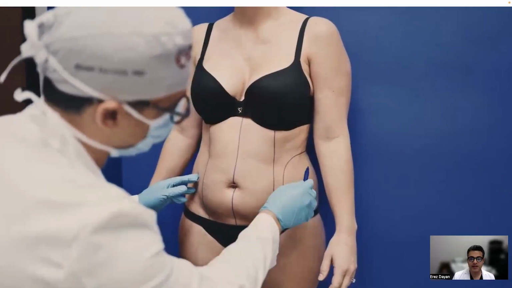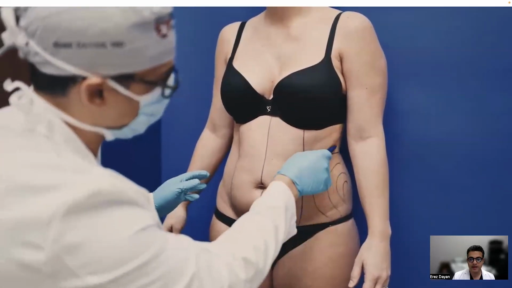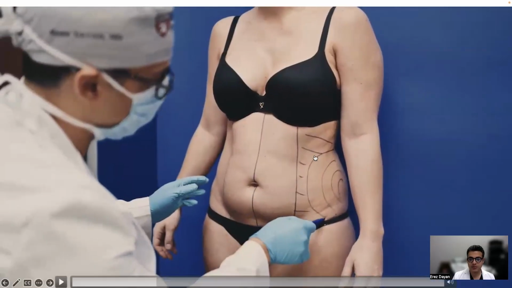Next, I'm going to just make a topographic map of where the flank is most prominent. In women especially, it's desirable to really reduce the flank volume because that's going to improve our waist to hip ratio. We'd like a waist to hip ratio of about 1:2 or 1:1.5. So the less flank volume there is, the better the waist to hip ratio is typically going to look.